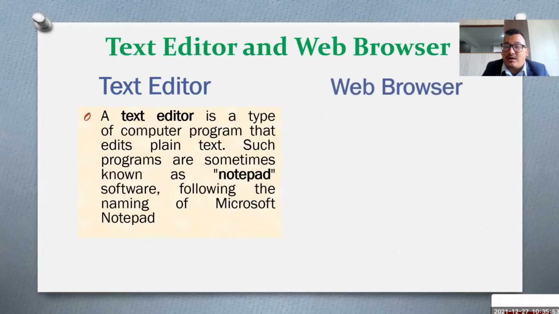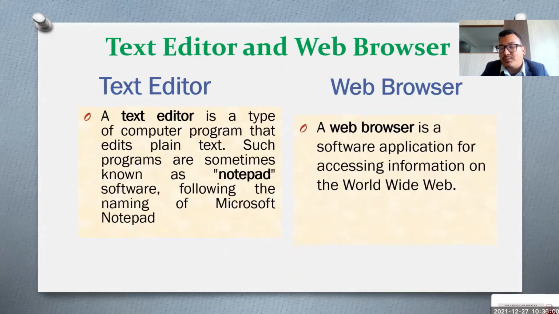The next thing, to browse, to access, to view any website, what we need is a web browser. For example, a web browser is a software application which is used for accessing information on the World Wide Web. Simply, a web browser is used to browse websites.